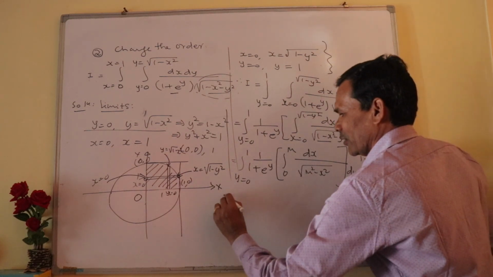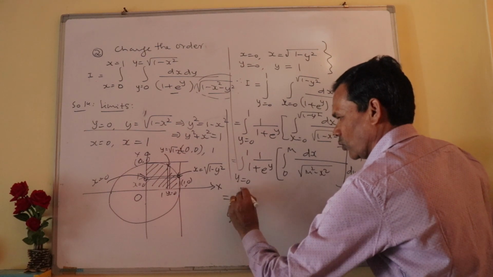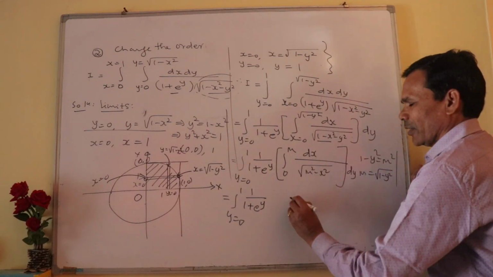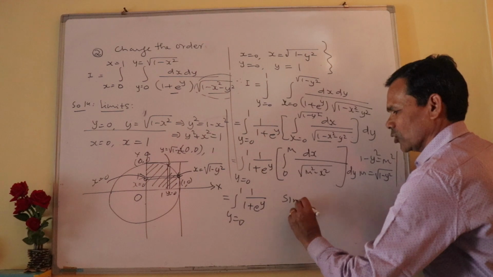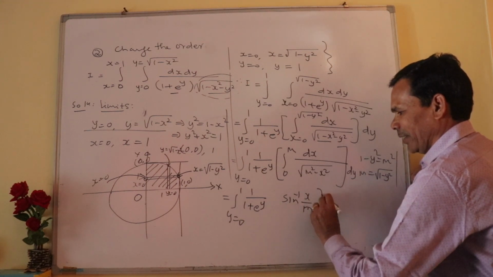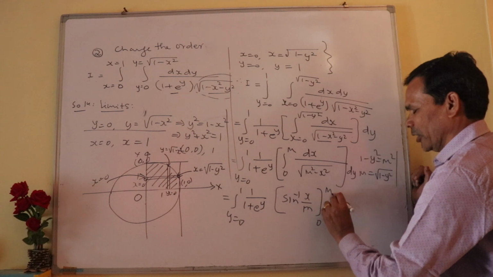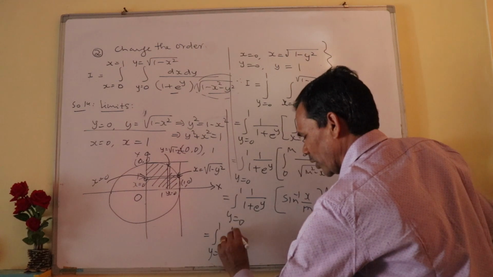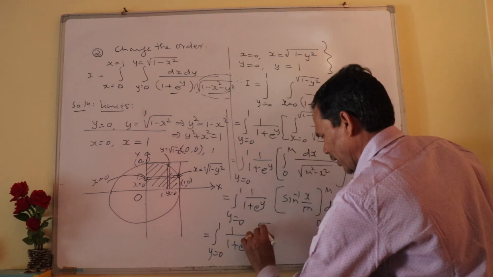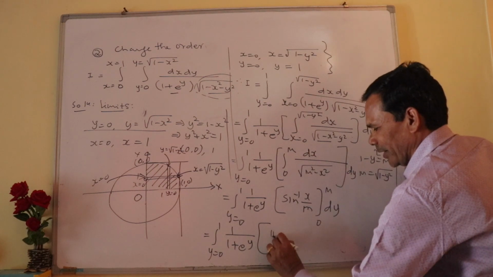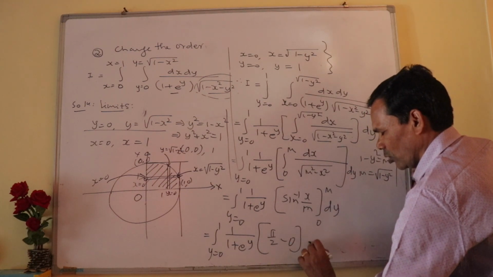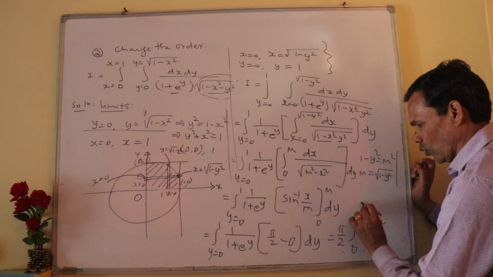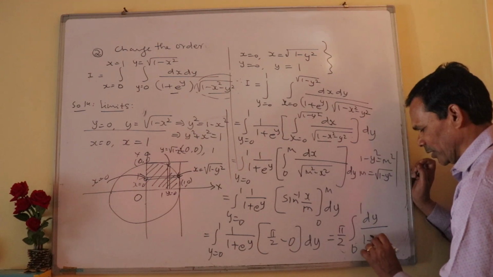So I just integrate this. This is y is equal to 0 to 1, 1 upon 1 plus e raised to y. And integration of this is sine inverse of x upon m, and limits applied 0 to m into dy. I apply the limits. This is equal to y is equal to 0 to 1, 1 upon 1 plus e raised to y, and this is sine inverse 1, it is pi by 2, sine inverse 0 is 0, and dy. So this is equal to pi by 2, 0 to 1 dy upon 1 plus e raised to y.